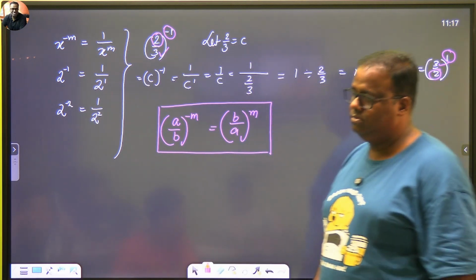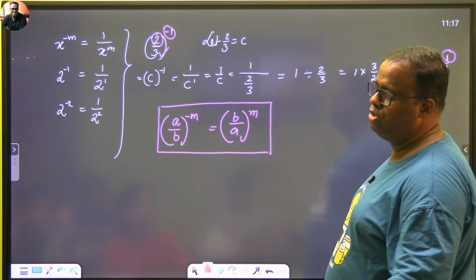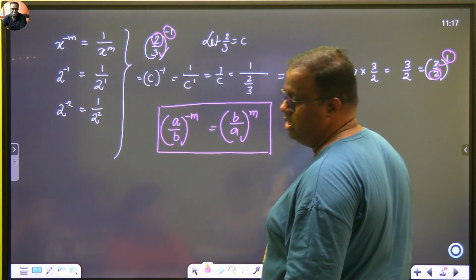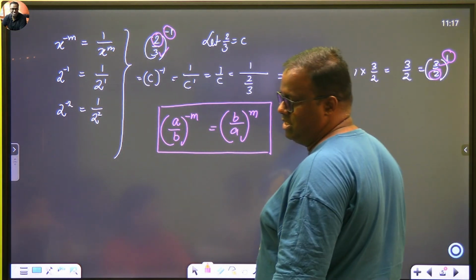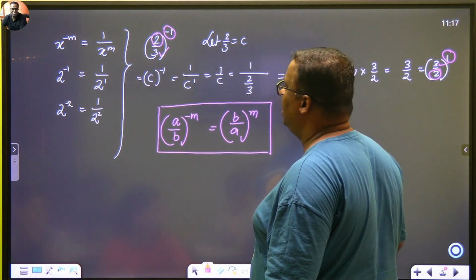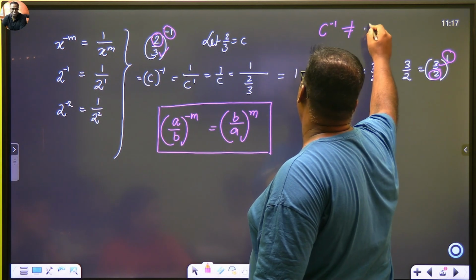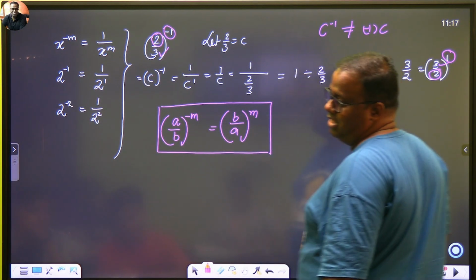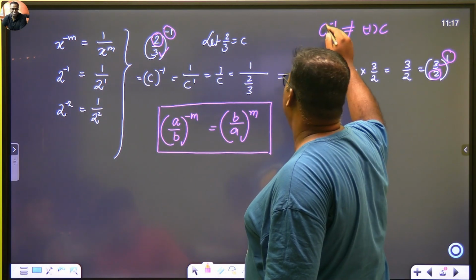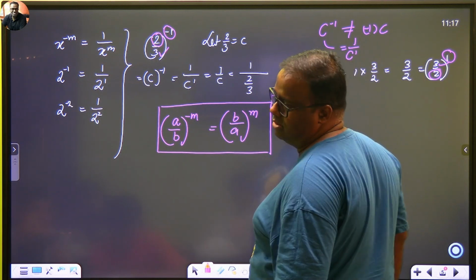If you're saying c to the power negative 1 is the same as 1 by c to the power 1, so you can also say it's negative c. No. C to the power negative 1 is not 1 by c. So negative c. No. C to the power negative 1 is not the same as negative 1 multiplied by c. The power is negative 1. You'll get it clear from exponents. C to the power negative 1 is 1 by c to the power 1.